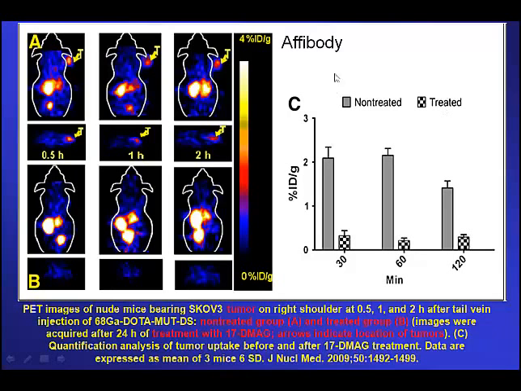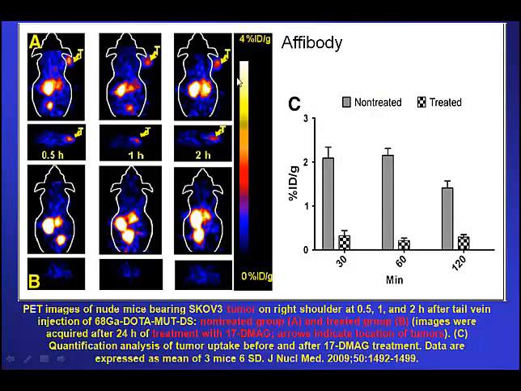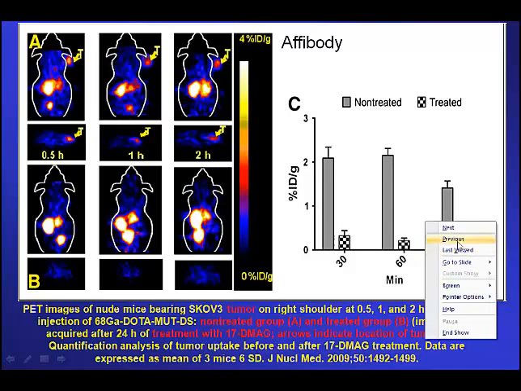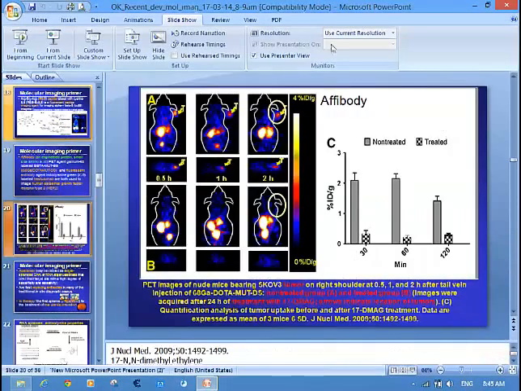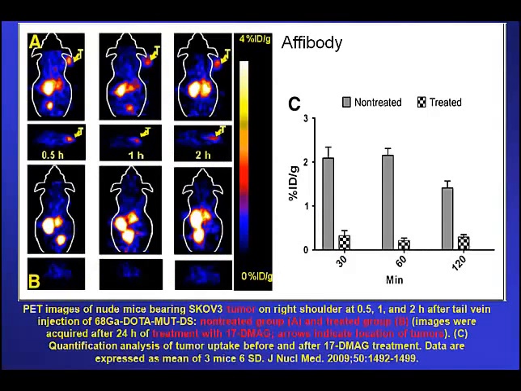For antibody, for example, we have a study in nude mice. We xenografted some tumors, and we can get the molecular imaging using the antibody. As I said, an antibody is an engineered small protein. So this is a benefit of molecular imaging: this small engineered protein gives us an idea about the tumor process.